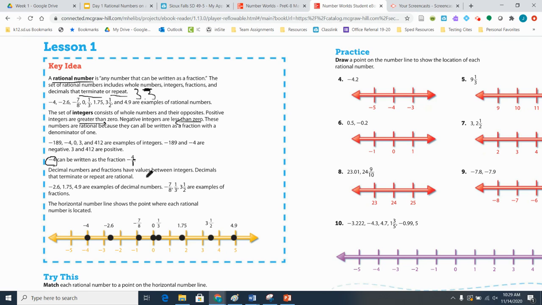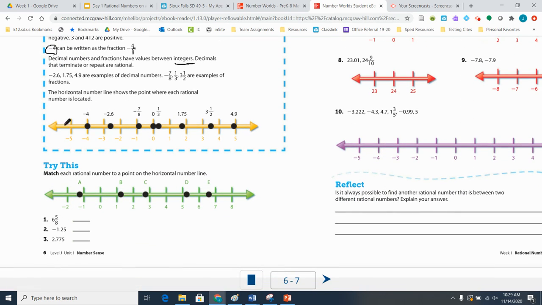Decimal numbers and fractions have values that are between integers, or positive and negative whole numbers. Decimals that terminate or repeat are rational. They're not integers. So negative 2.6, 1.75, and 4.9 are all examples of decimal numbers. Okay, they gave us an example of some rational numbers plotted on this horizontal number line. We're going to go ahead and do a little practice before I let you work on your own. Try this: match each rational number to a point on the horizontal number line. Okay, so for number 1, I see it says 6 and 5/8.